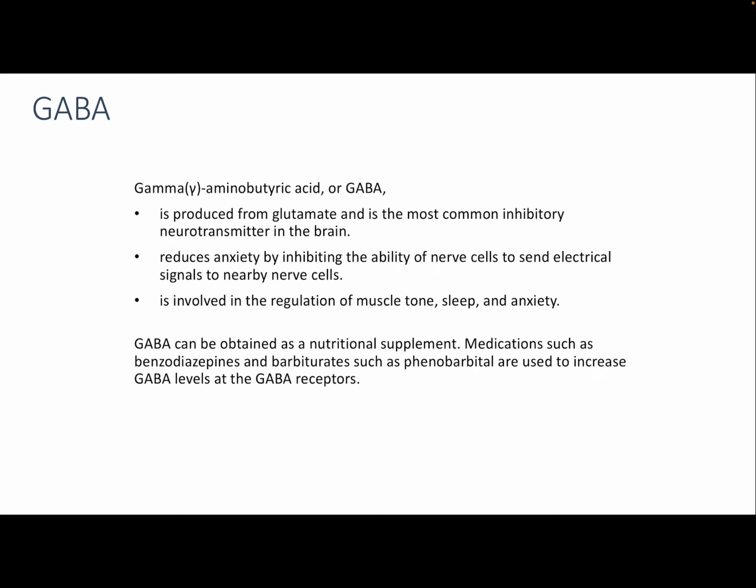GABA, aminobutyric acid, or, sorry, I said GABA, gamma aminobutyric acid. We know what that means now. Butyric acid is just four carbons like this, right? Gamma means we start numbering from the end, and this is amino, so this would just be an NH2 on the far side of our chain here, I think. Produced from glutamate, most common inhibitory amino neurotransmitter.